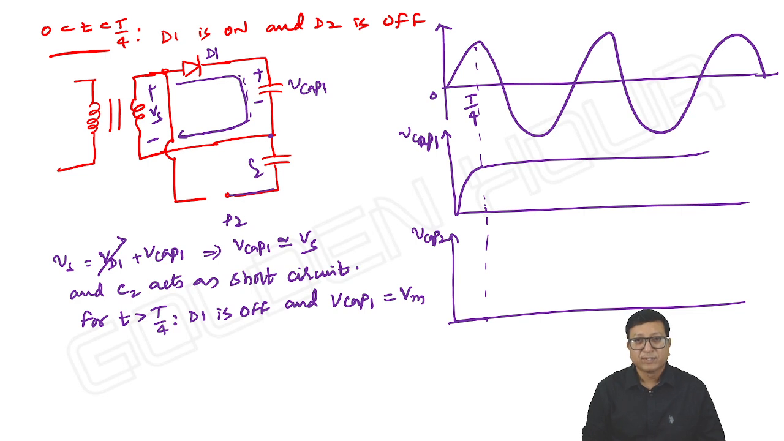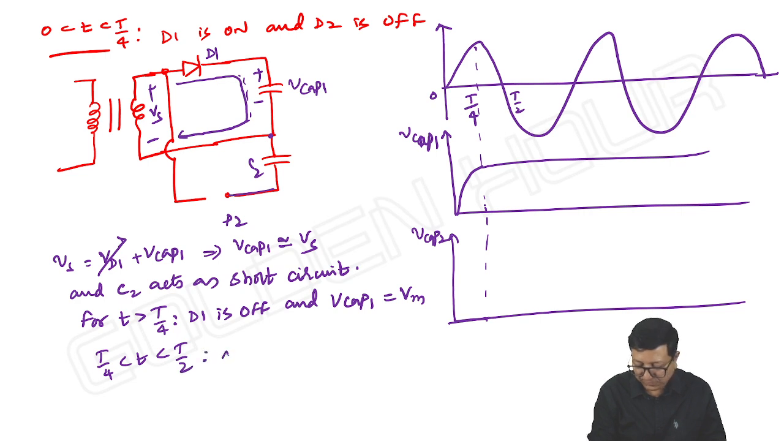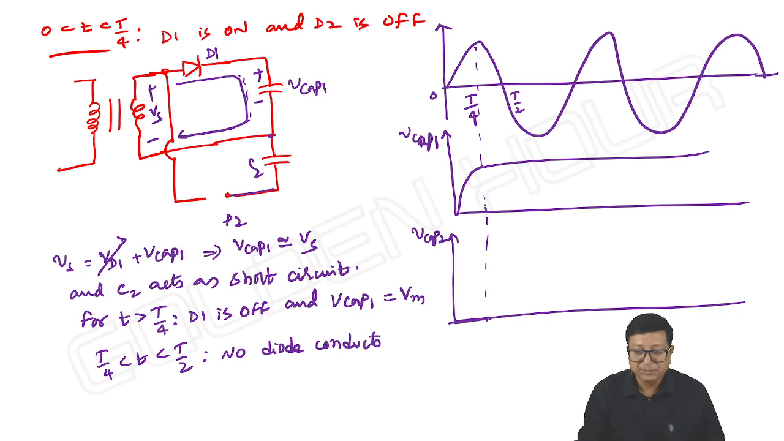Right. Next, T by 4 to T by 2, no diode conducts. T by 4 less than t less than T by 2, no diode conducts. Means both the diodes are off. Okay, fine. Capacitor voltages are this way.